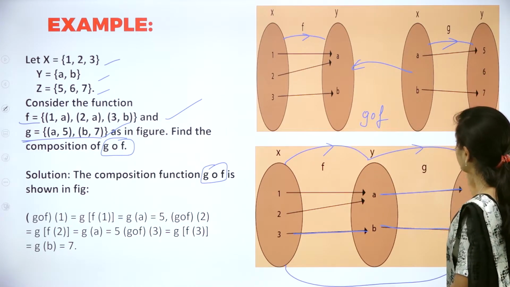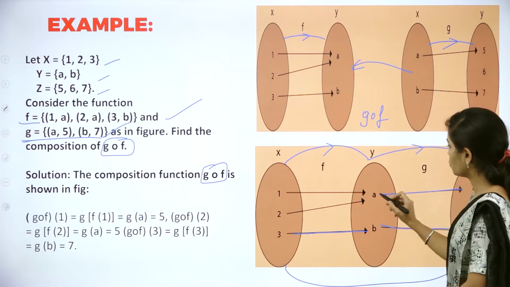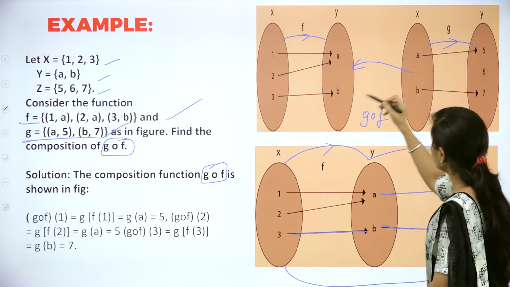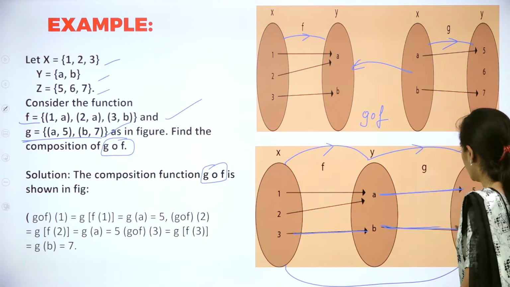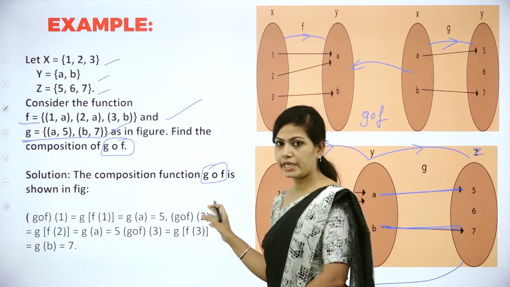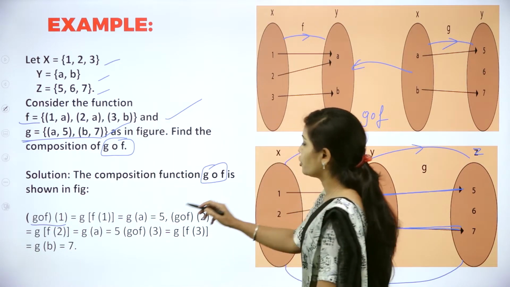So this is z and this is y and this is x. X to y, y to z. So y means it is a and b, z means it is 5, 6, 7. So I will connect a to 5 and b to 7. So if you are finding g of f, so g of f of 1 is equal to g of f of 1.